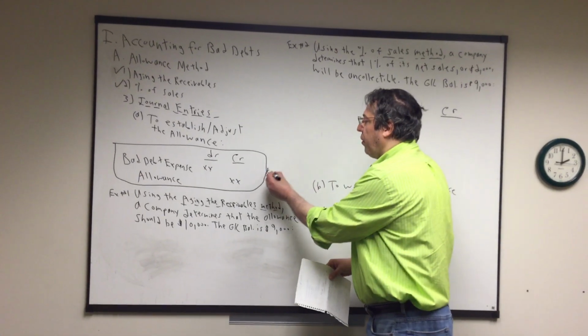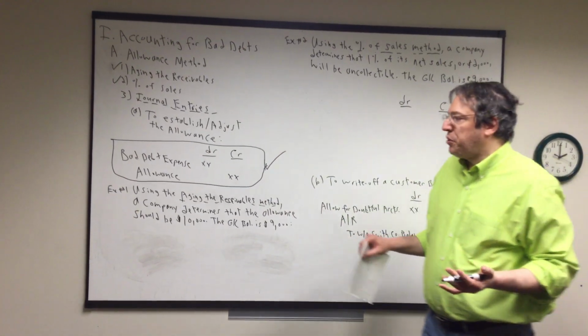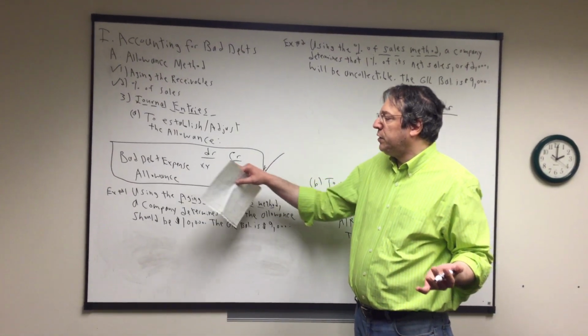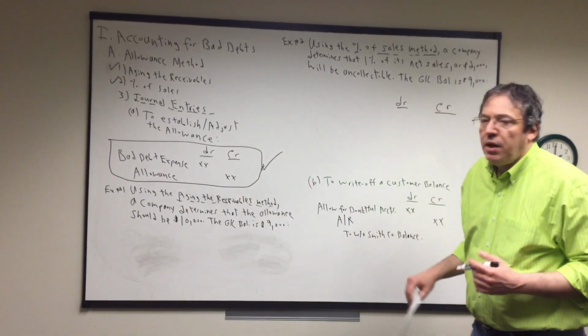So this is an important entry to know. Every time we want to adjust or establish the allowance for doubtful accounts, we debit bad debt expense, and we credit the allowance for doubtful accounts. Let's look at an example.